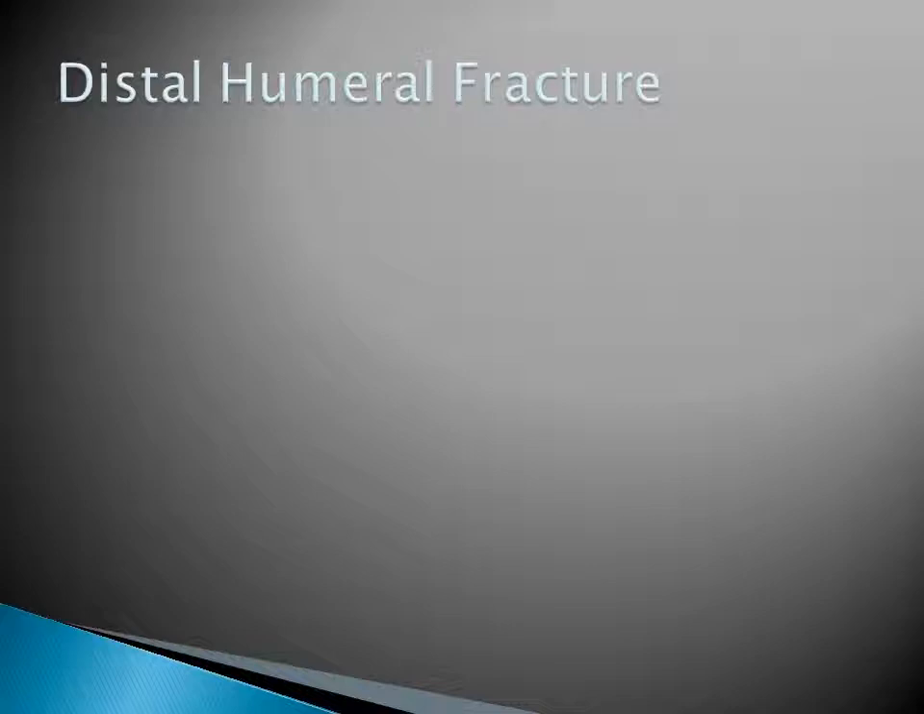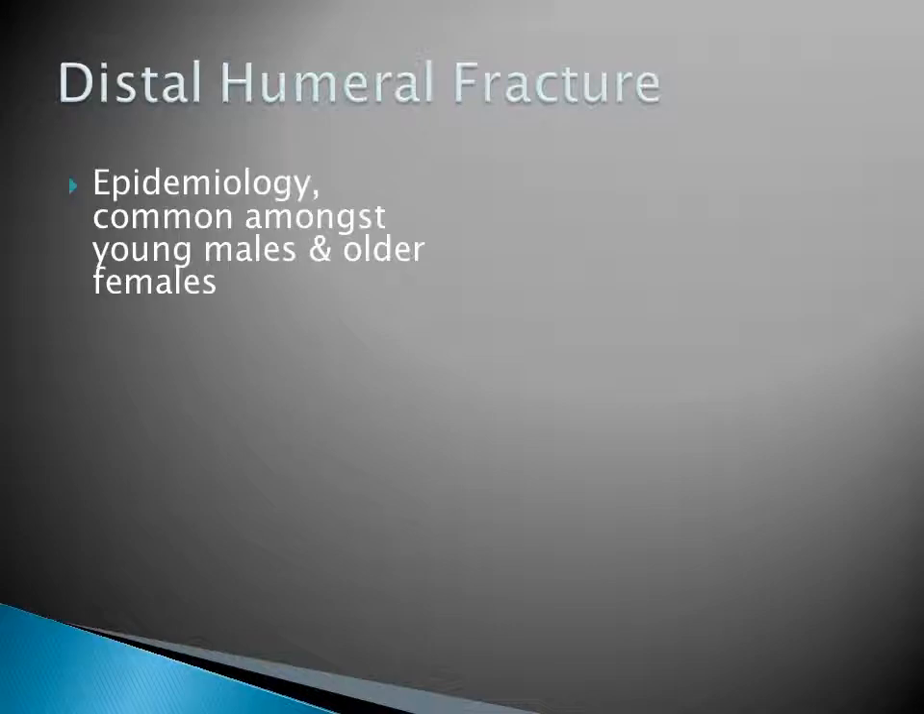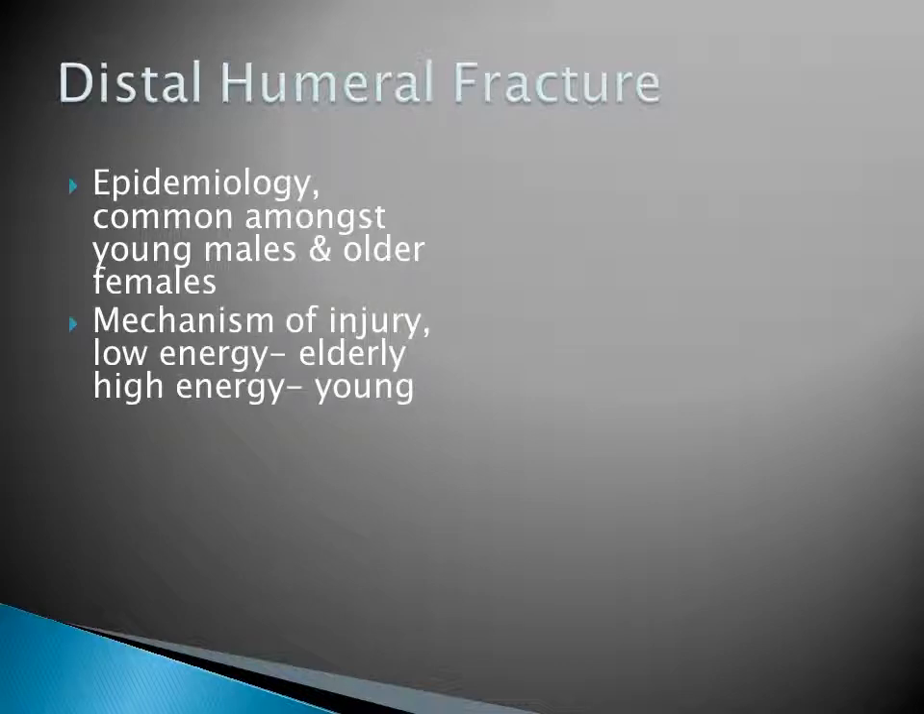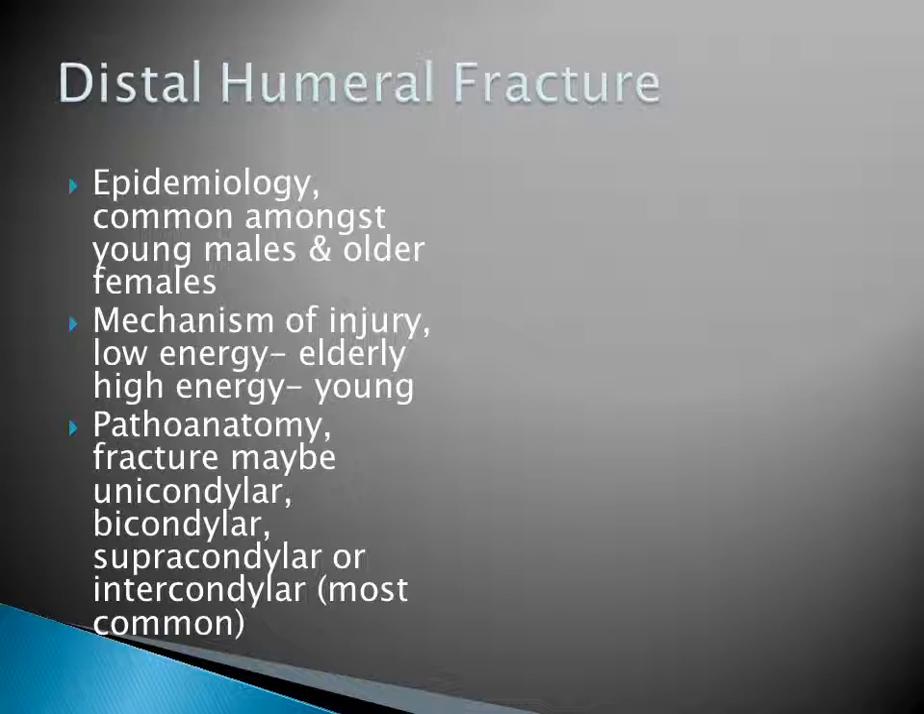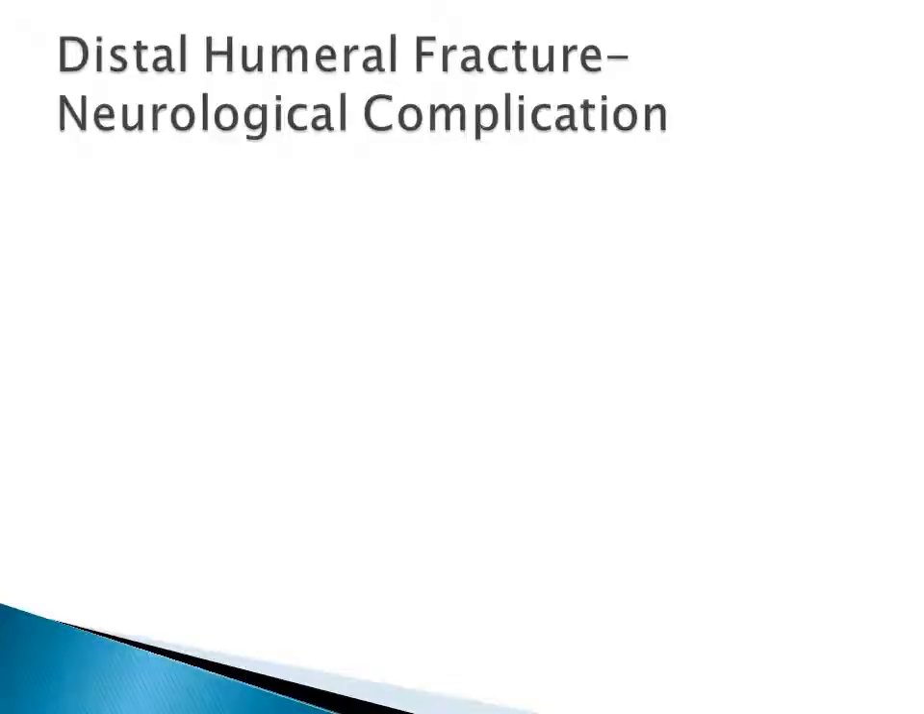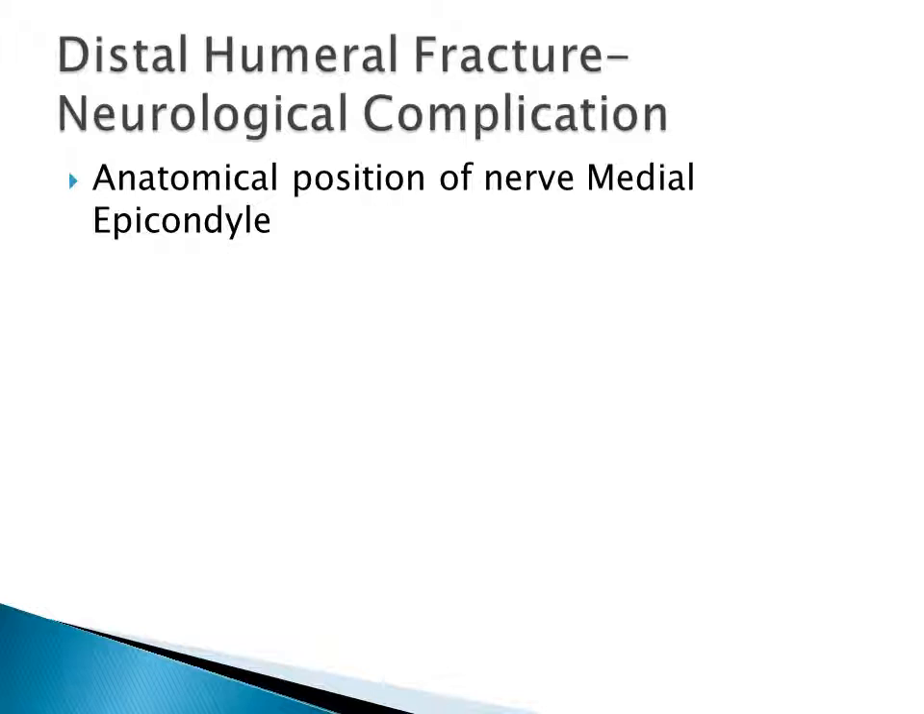Next, we will look at fractures of the distal humerus. Fractures of the distal humerus are most common amongst young males and older females. As before, the mechanism of injury may be divided into low and high energy. They may be described as unicondylar, bicondylar, supracondylar, or intracondylar. These fractures are associated with elbow stiffness as well as neurological complications. These complications are most common when the fracture affects the medial epicondyle. This is because of the anatomical position of the ulnar nerve in relation to the medial epicondyle, making it likely to be injured in a fracture affecting this.